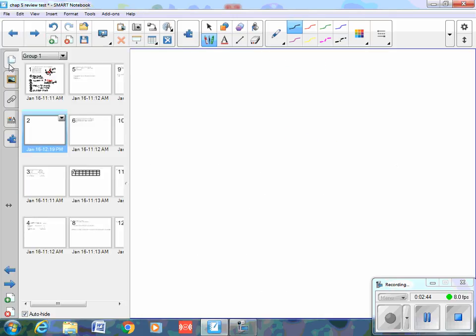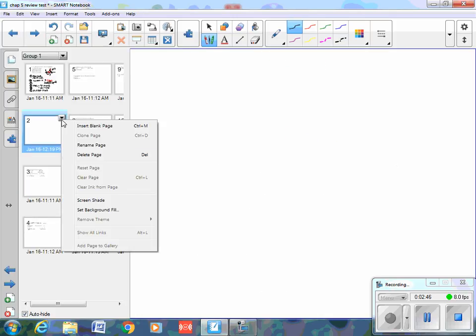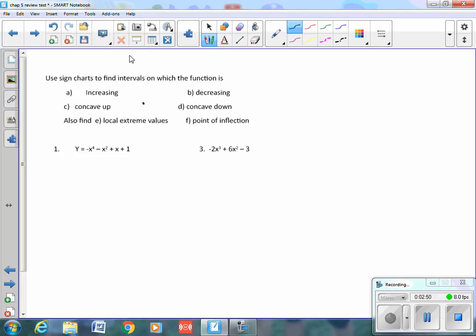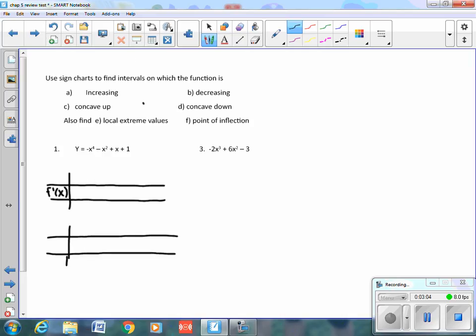Okay, the next page, I can delete that, sorry, I don't know why I added it. The next page, now instead of looking at a graph, you're supposed to make sign charts for the test. So, I need to make a sign chart for the first derivative, and I need to make a sign chart for the second derivative. This is the f of x, this is the interval.